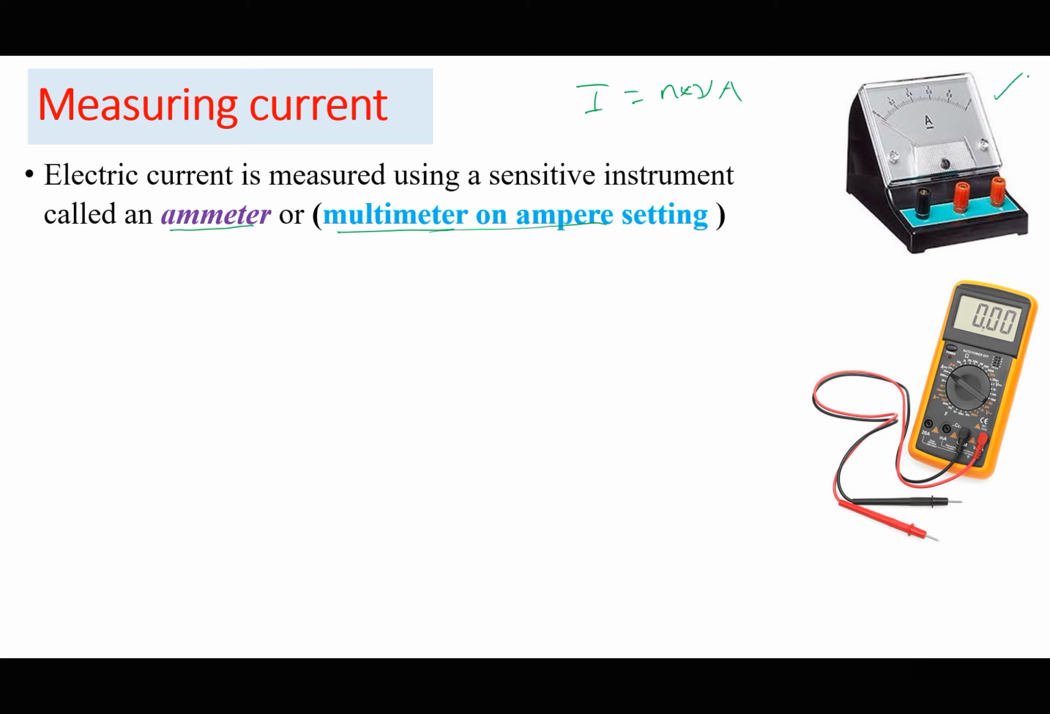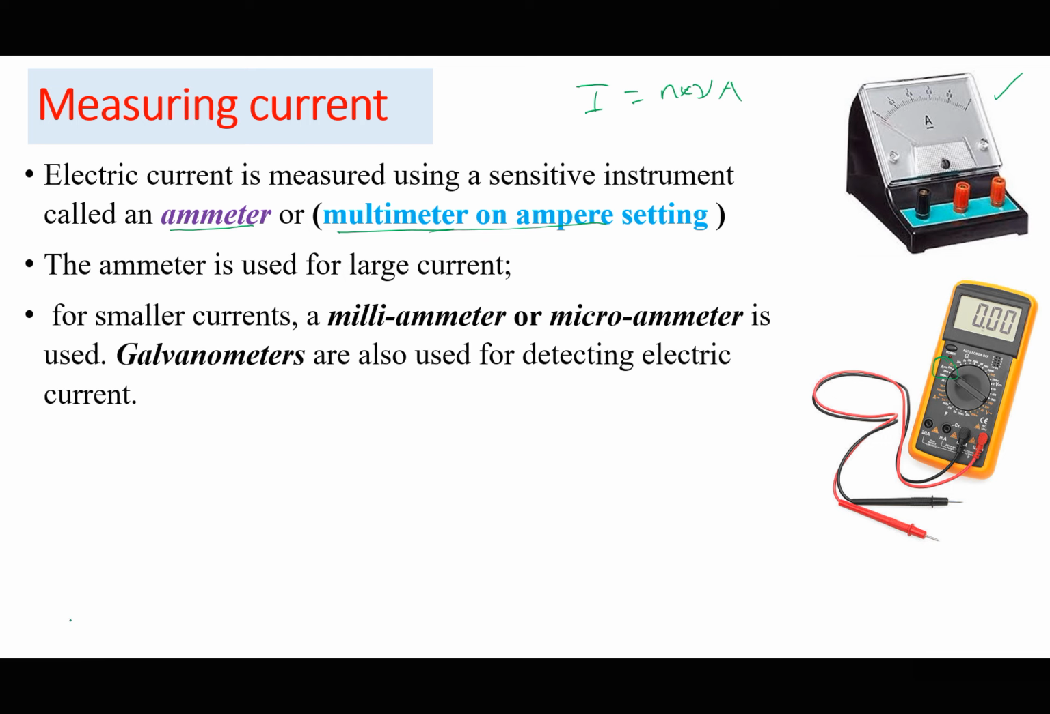If it is an ammeter, we are used to it, but if it is a multimeter, you must change it to the ampere setting if you want to use it to measure current. The ammeter is used for large current, but for smaller currents, normally we use what we call a milliammeter, milli meaning 10 to the power of minus 3, or we can use a microammeter, micro meaning 10 to the power of minus 6. These are still ammeters anyway, but they can measure smaller currents.